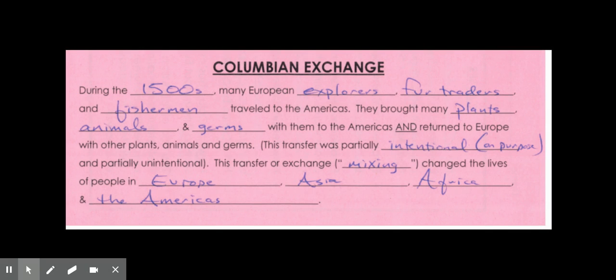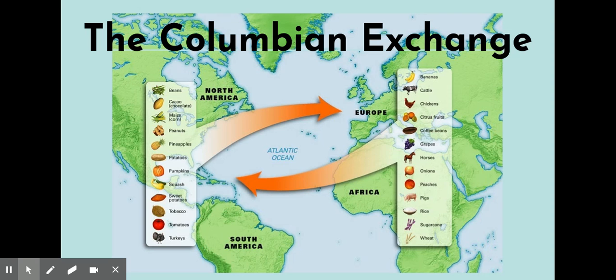Another good example, I'm going to pause. I'll come back to the example when we have a better slide to look at. This transfer, or exchange, or the mixing that took place, changed the lives of people in Europe, Asia, Africa, and the Americas. Okay, you can pause if you want to fill that in, and I will go on. Okay, the Columbian Exchange. Here you go.